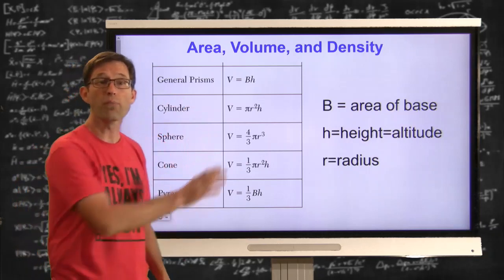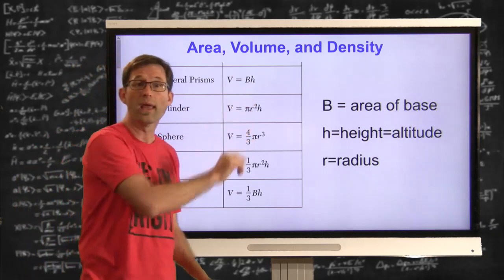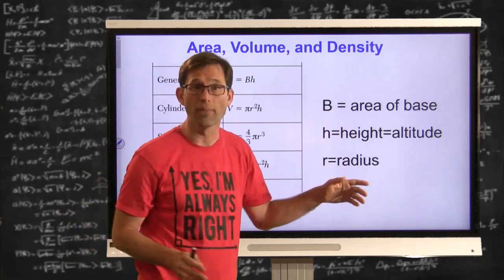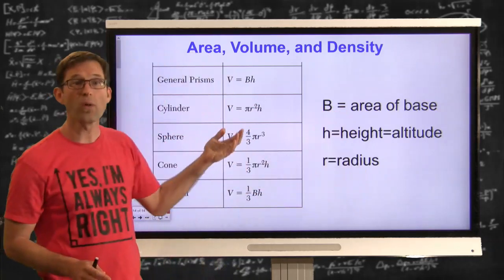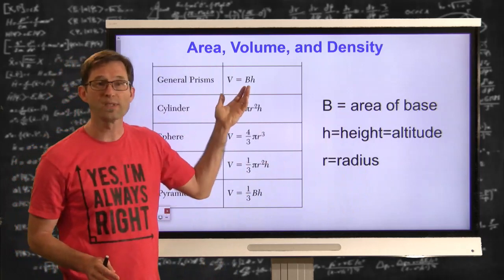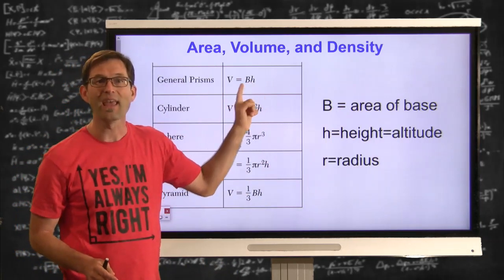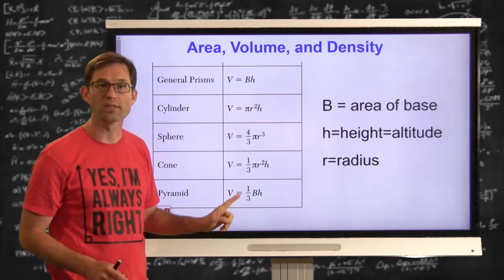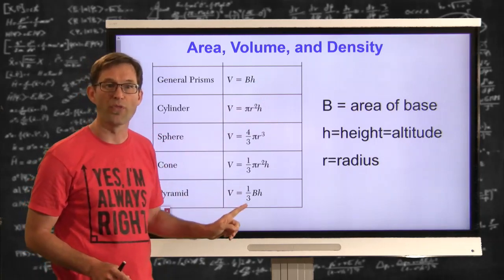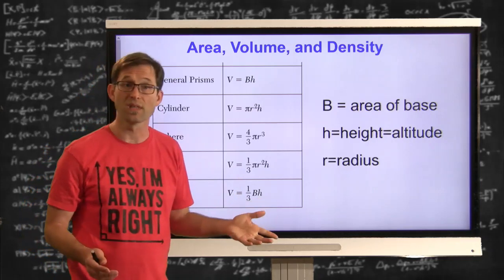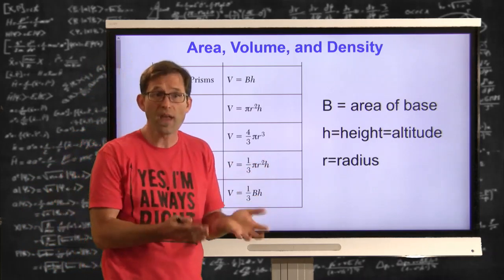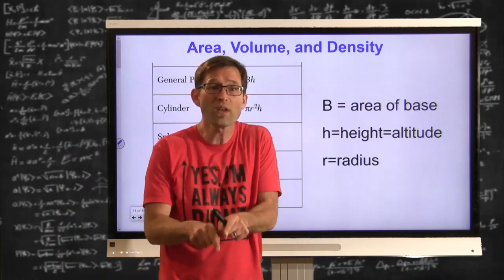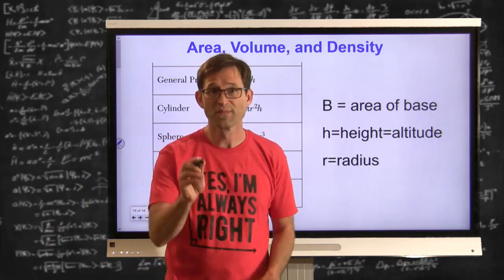One thing that's really important about this formula sheet is when you see a capital B, it's not a length, it's an area. So the generalized volume formula for a prism isn't base times height, it's base area times height. Likewise, the volume of a pyramid is 1/3 the base area times the height. But remember, the formulas are there. You just have to take numbers and plug them in, and then be very careful on your calculator. Let's do a few.